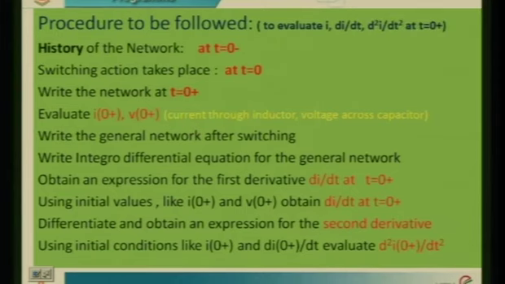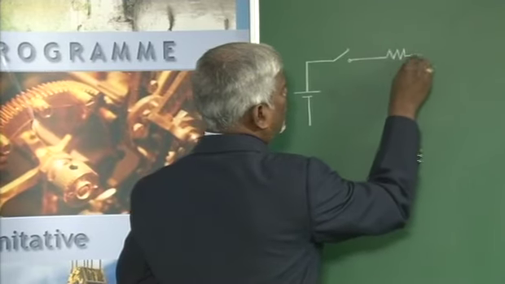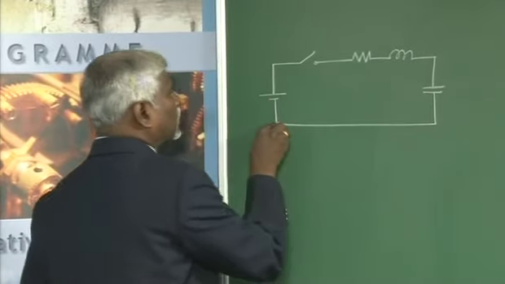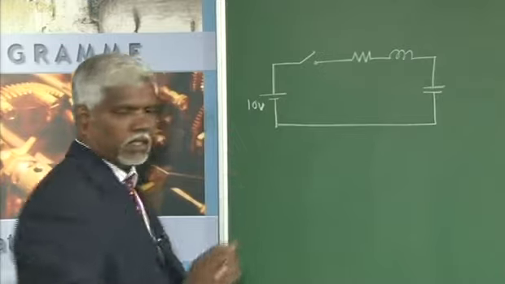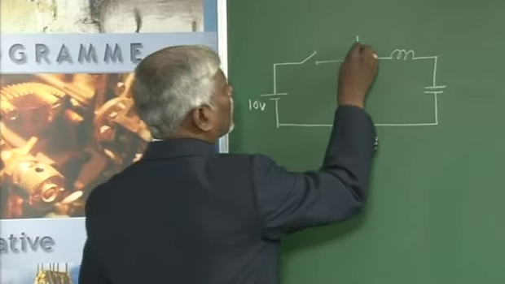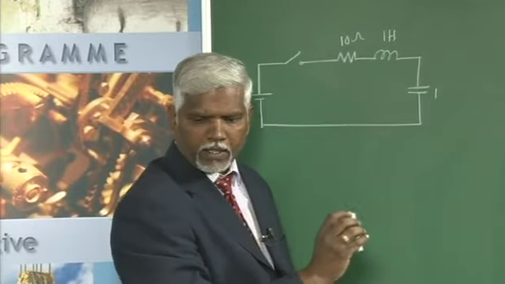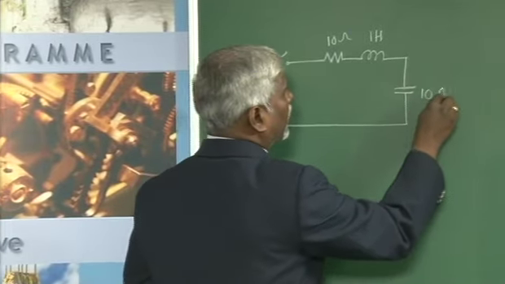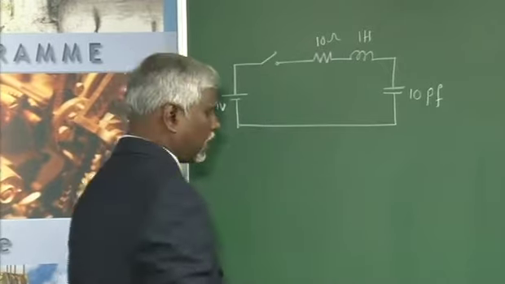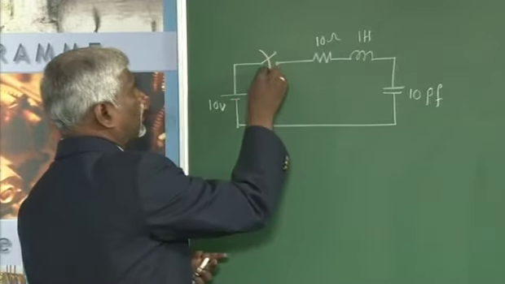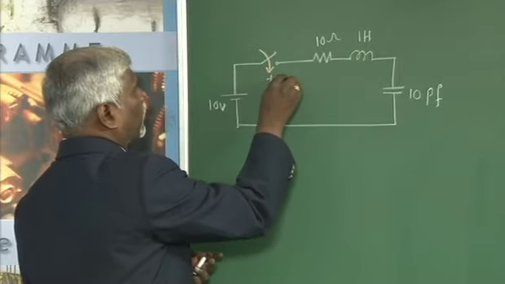First and foremost, we will take up a simple problem on RLC: a DC voltage, a switch, a resistor, an inductor and a capacitor. 10 volts, 10 ohms, 1 Henry, 10 picofarads. Let us assume that the switch is closed at t equal to 0. It is a closing switch at t equal to 0.